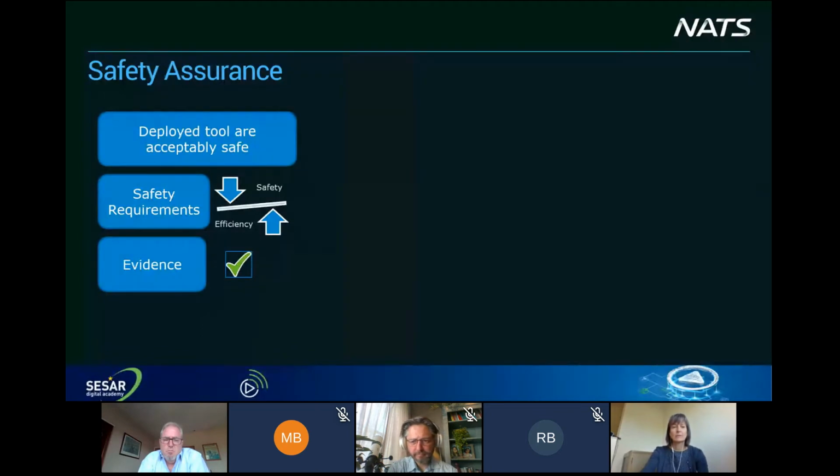With such a complex system, obviously safety assurance is key. And of course, on all deployments of tools to an operational environment, we need to demonstrate that they are acceptably safe. We do this through assessment, determining the safety requirements to define and manage the safety performance of the tools. But it would be all too easy to set it to the most extreme variables that we see. It would certainly meet safety requirements, but it does need to be balanced to make sure that we are also delivering efficiently. We also then need to make sure we have the evidence to demonstrate that those safety requirements are met.